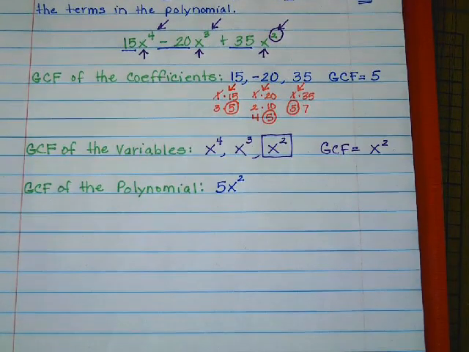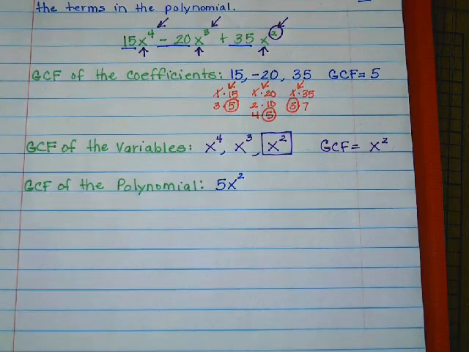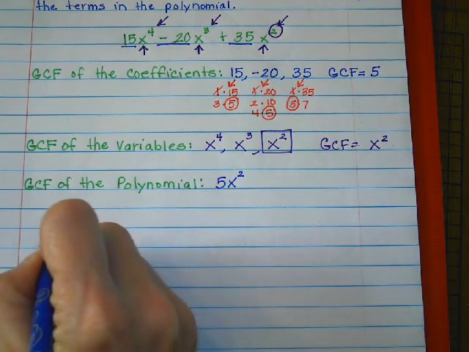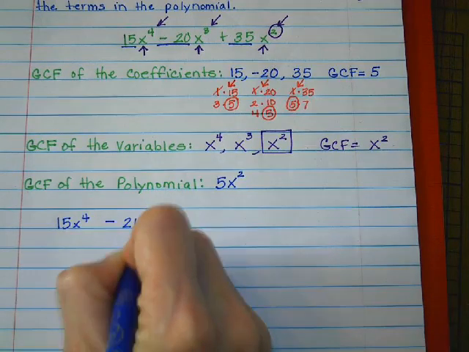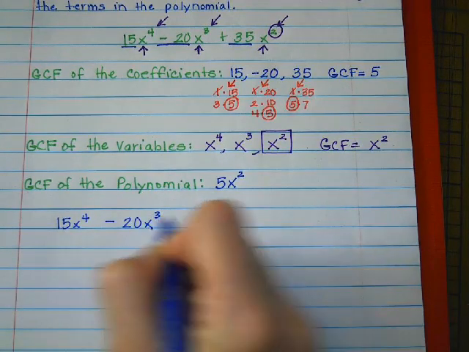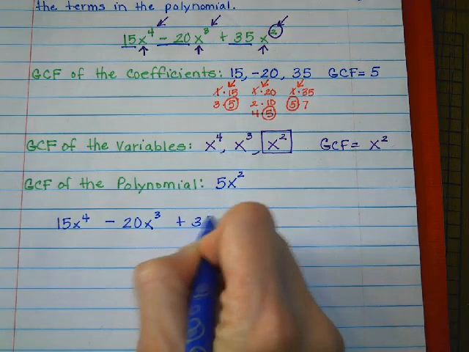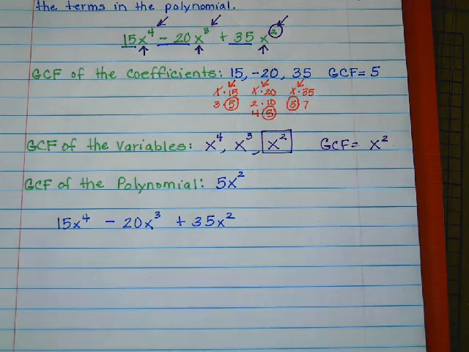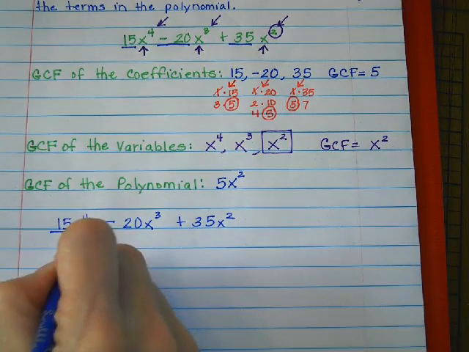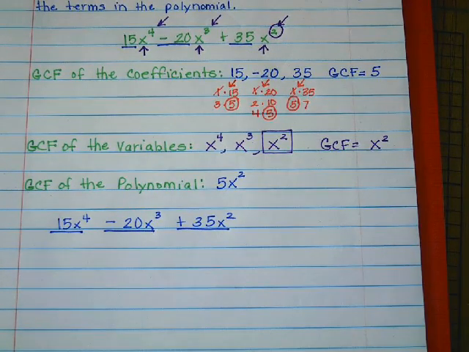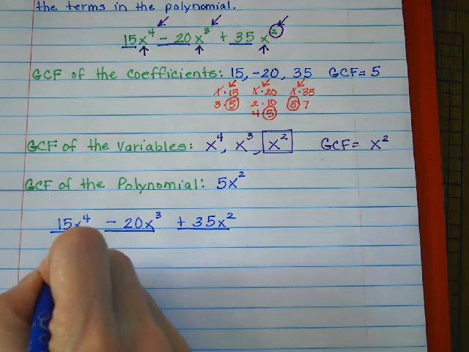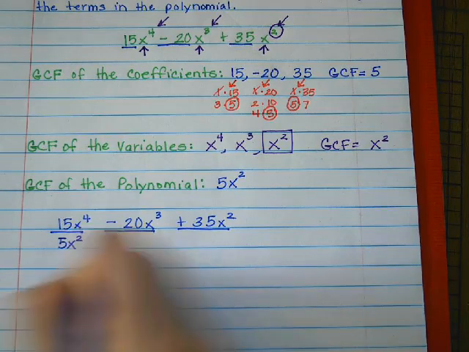So from here, we're going to take each term in our original polynomial, 15x to the 4th, minus 20x to the 3rd, plus 35x squared. And we are going to divide each term in the polynomial by our greatest common factor of the polynomial, which is 5x squared.